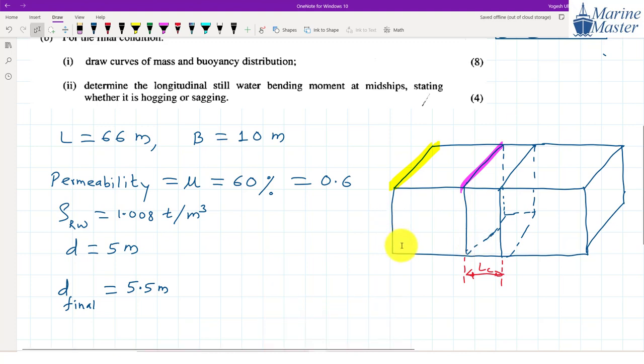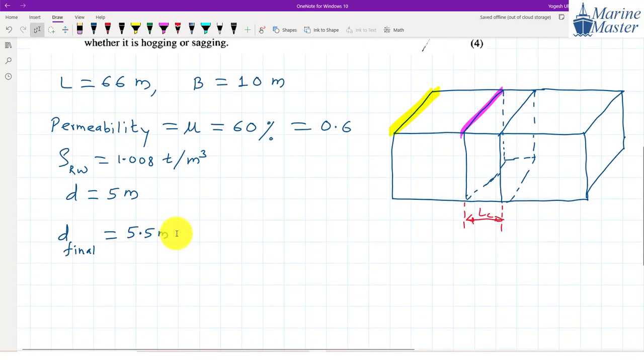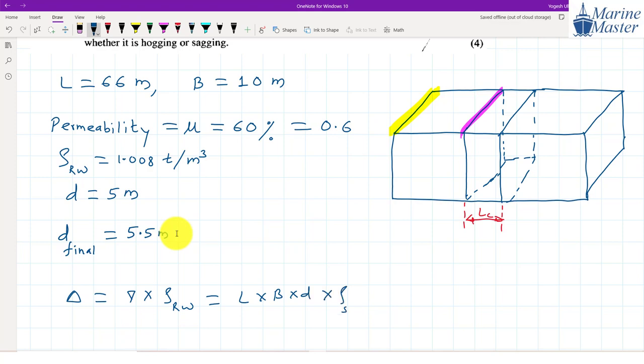Now try to see the scenario here. What are we going to do? First of all, what will be the displacement of the vessel guys here? Displacement is volume displaced into what? Into the density of river water. So length into breadth into draft into density, the density of river water.